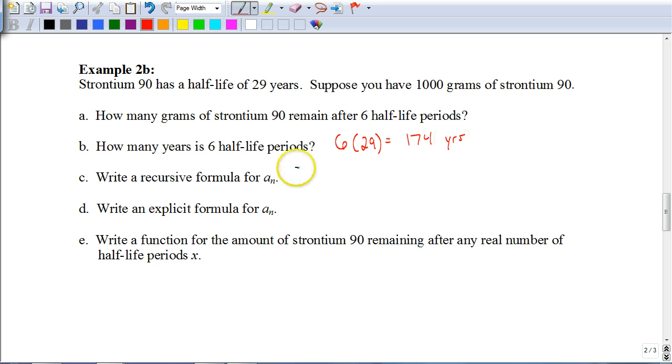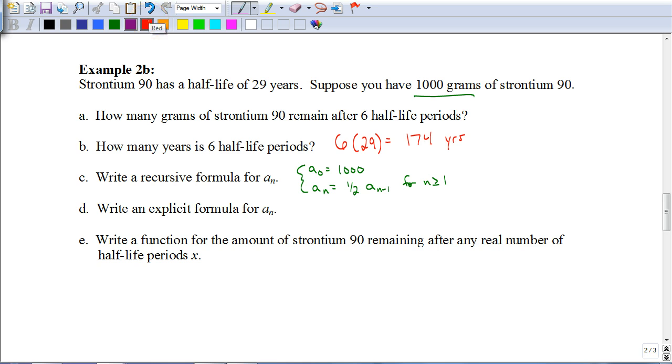So a recursive formula for this would be saying that A sub 0 equals 1,000, because that's what we're starting out with, 1,000 grams. A sub n would equal, we're taking half of whatever the previous term was, so half of A sub n minus 1, for integers greater than or equal to 1.